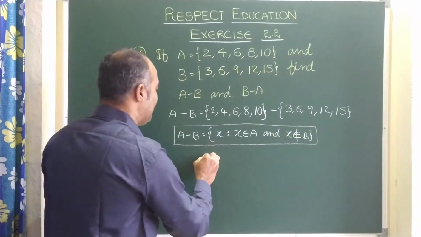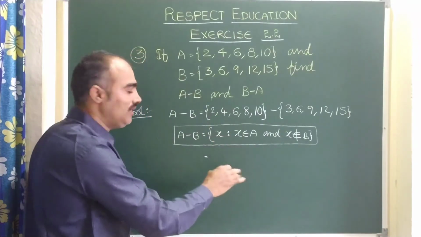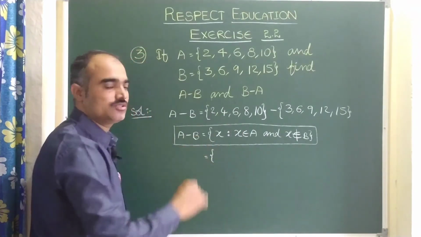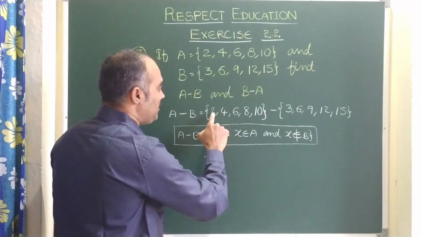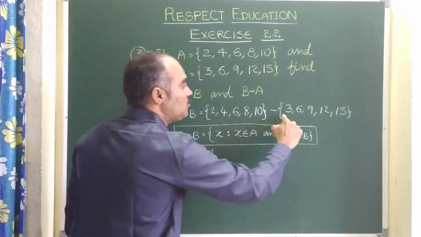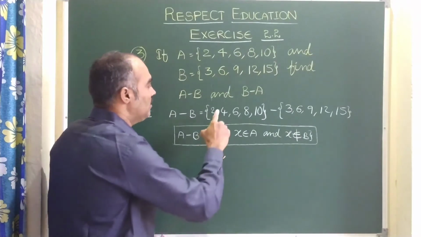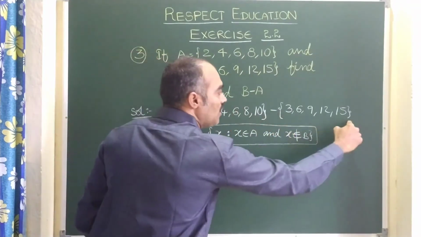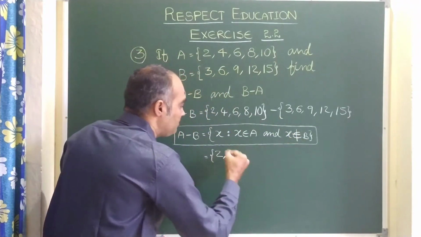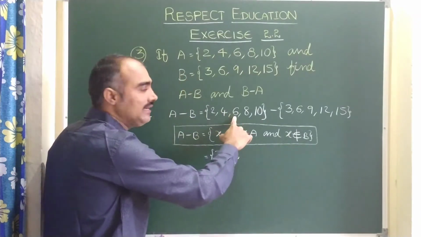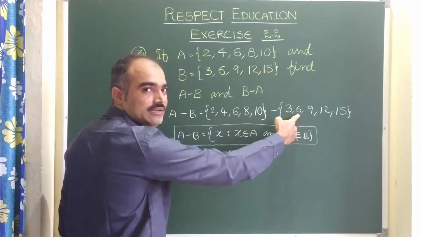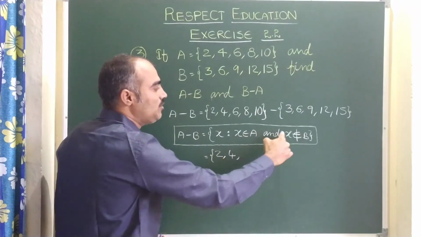For example, first I will explain how to do it as usual, then I will say an easy method also. First here, 2 is there in A, whereas 2 is not there in B. So we can write 2. Right? 4 is there in A, 4 is not there in B. So we can write 4. 6 is there in A, 6 is also there in B. 6 belongs to A and 6 belongs to B.